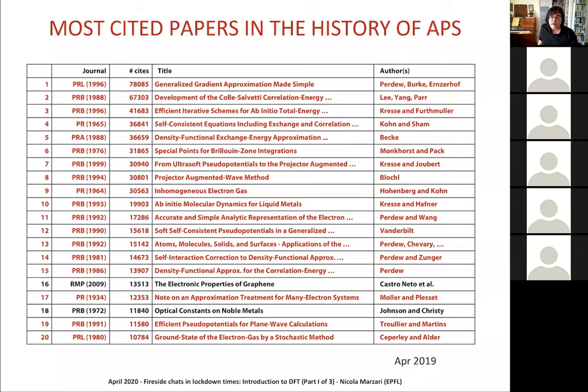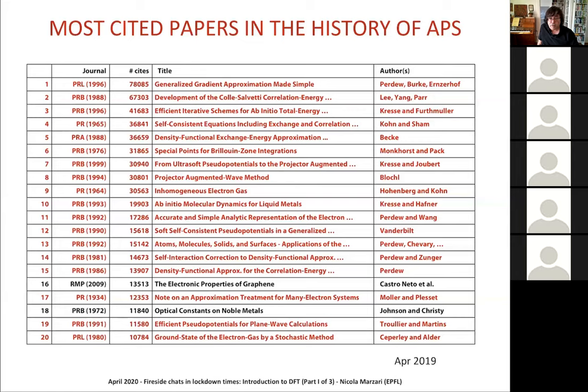If you take physics and if you take the journals of the American Physical Society, it's even more remarkable. This is an exercise that I did last year when I visited the APS headquarters. So I looked at Physical Review Letters, Physical Review B, and so on and so forth. And these are the most cited papers in the entire history of the American Physical Society, so more than 120 years. And the ones in red are all about electronic structure simulation.